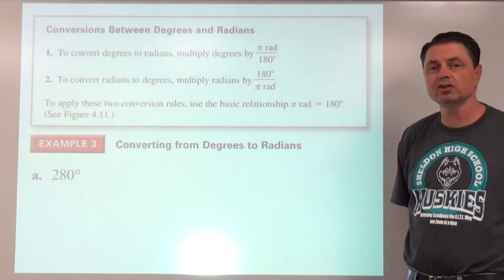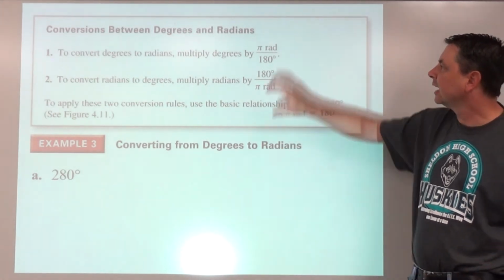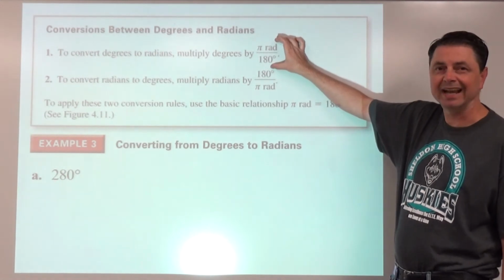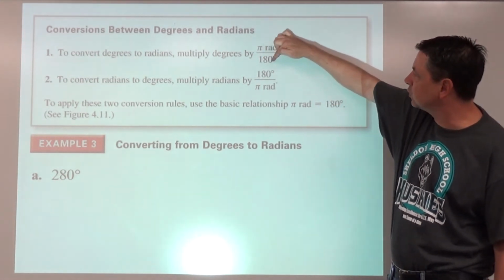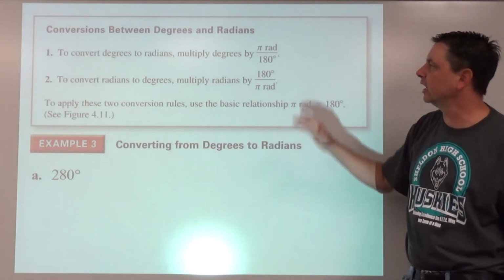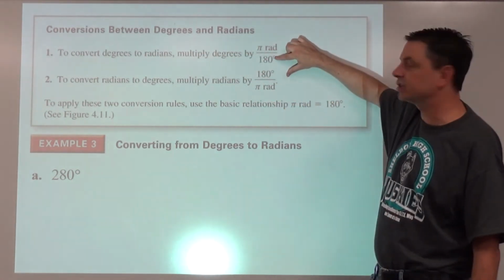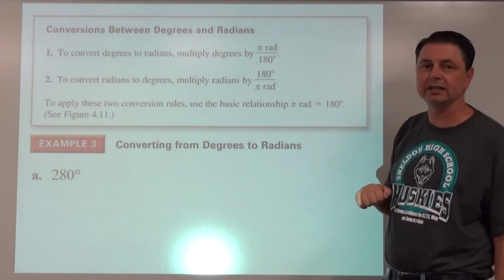We need to be able to convert back and forth between degrees and radians. And if you're kind of familiar with chemistry, we think of this in terms of dimensional analysis. It's pretty easy. Pi radians is equivalent to 180 degrees. So therefore, if we're trying to convert from degrees into radians, we would want degrees on the bottom so that they cancel, and we're left with radians.